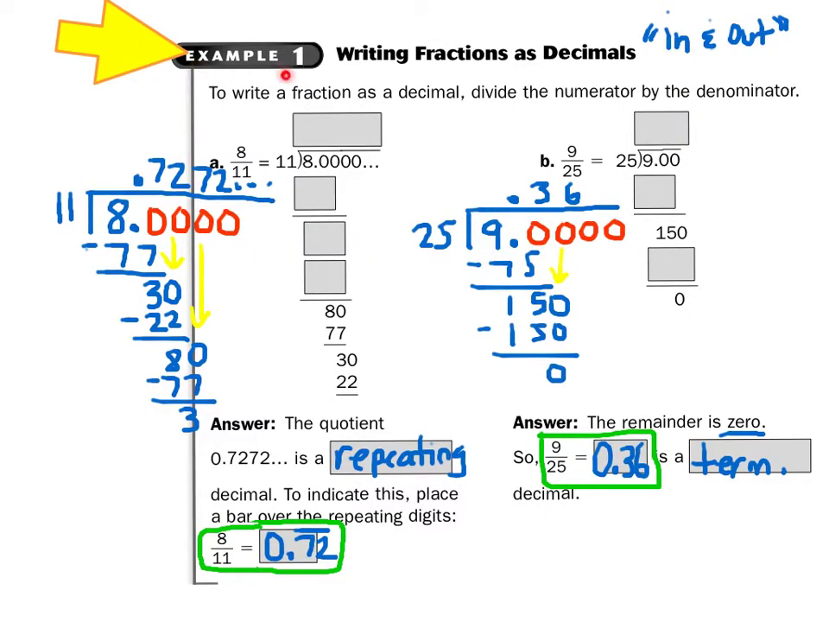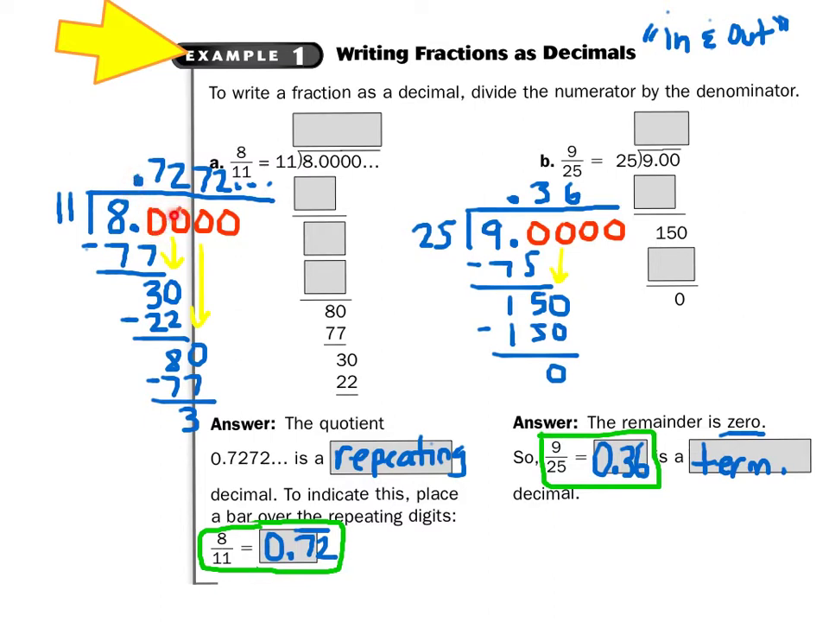Okay, so let's look at example 1, writing fractions as decimals. A trick I like to use, and you've heard me say it before, in and out. So watch how this works. Look at letter A, 8/11. Well, think of it as In-N-Out burgers, in and out. So the 8 goes on the inside and the 11 goes on the outside. Now, when I put the number 8, remember you have to put the decimal after it so you can see it, and bring it straight up so you'll see where it goes in your answer.